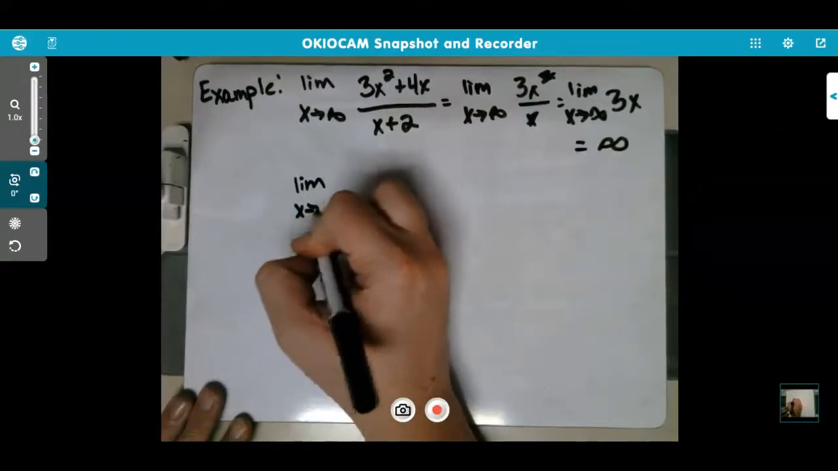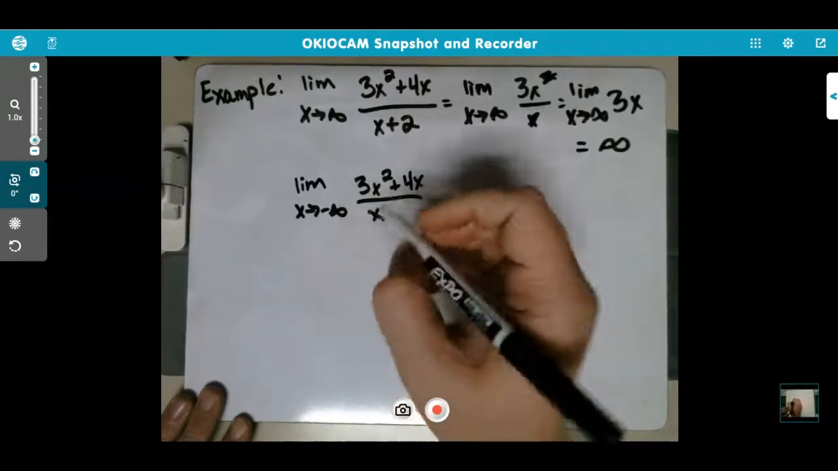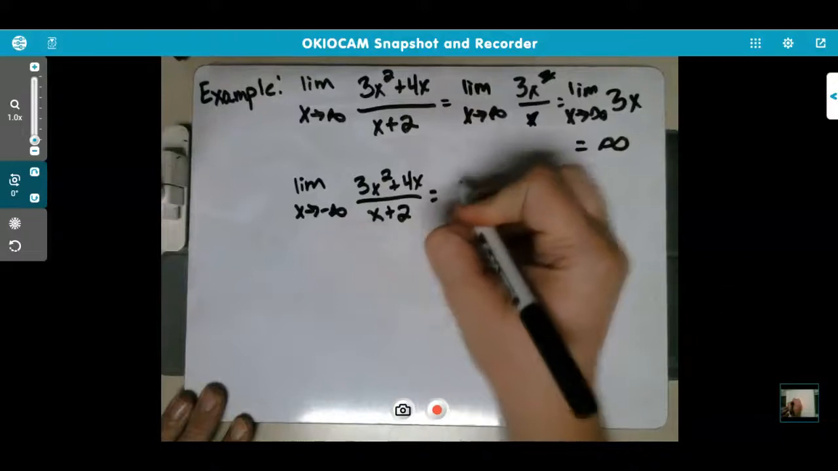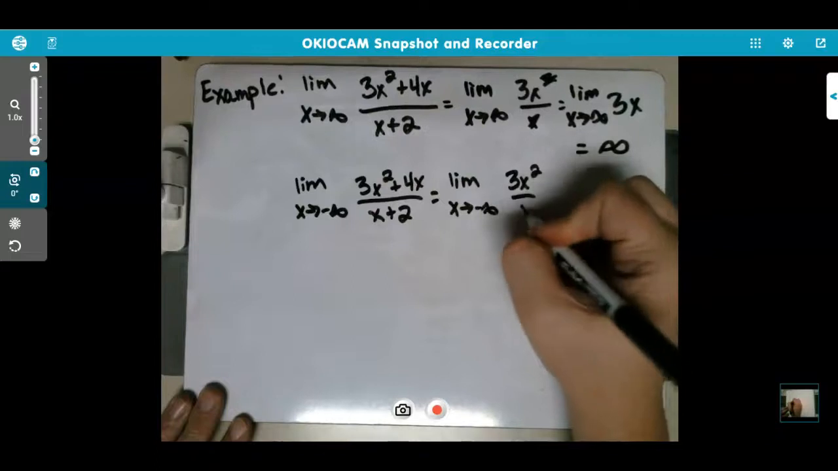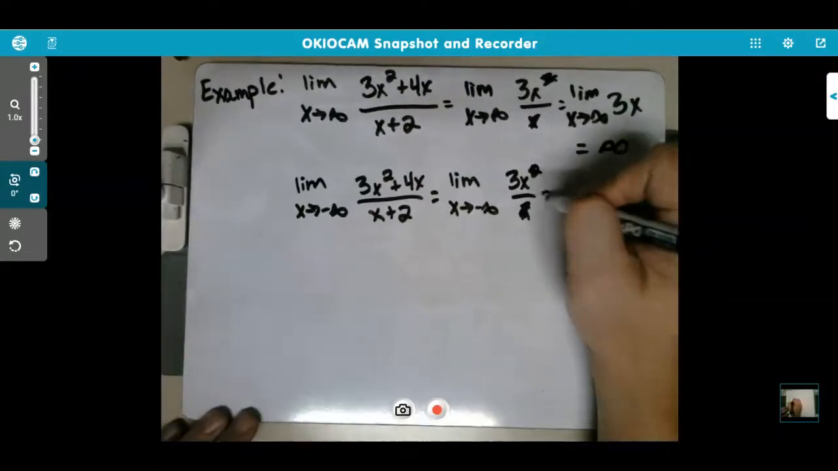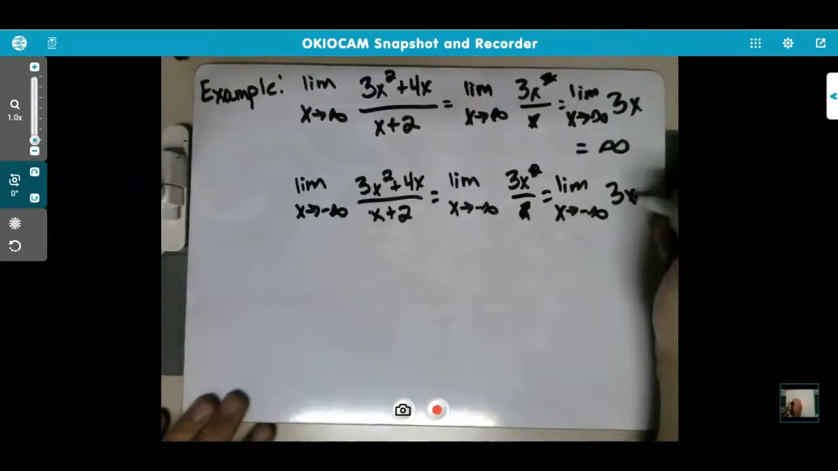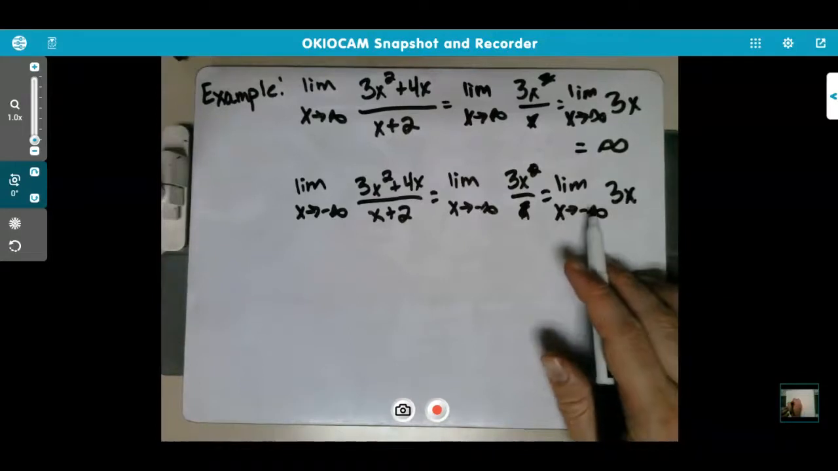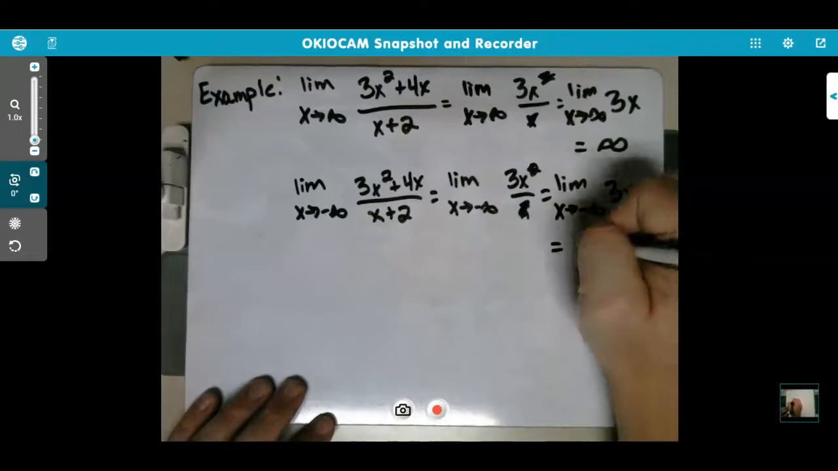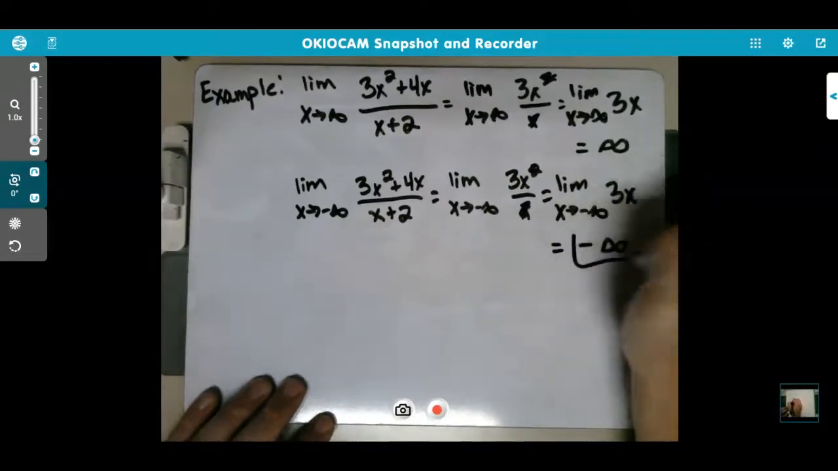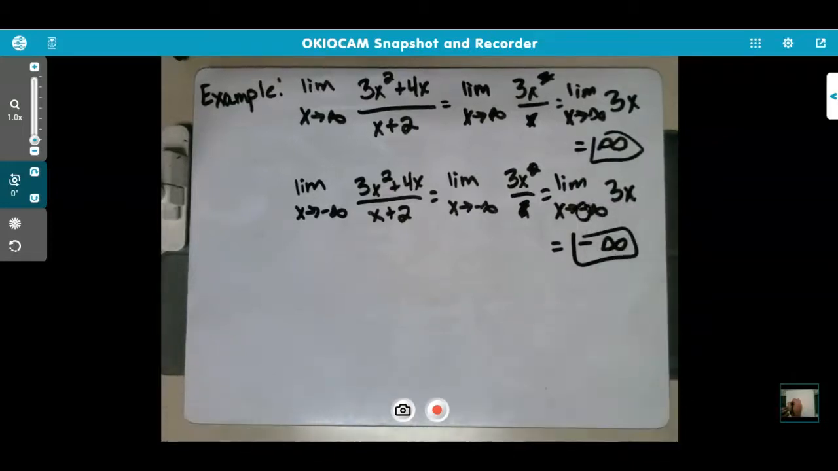Looking at negative infinity, just rewriting it, (3x squared plus 4x) over (x plus 2). Again, we only need the largest ones. That's going to be 3x squared over x. Cancel out an x, just like we did. Limit as x goes to negative infinity of 3x. Well, this one is very big too, but in the negatives, right? So that's going to be negative infinity there. Again, because even though it still gets very big, it's going to be in the negatives. So that's why we put that.